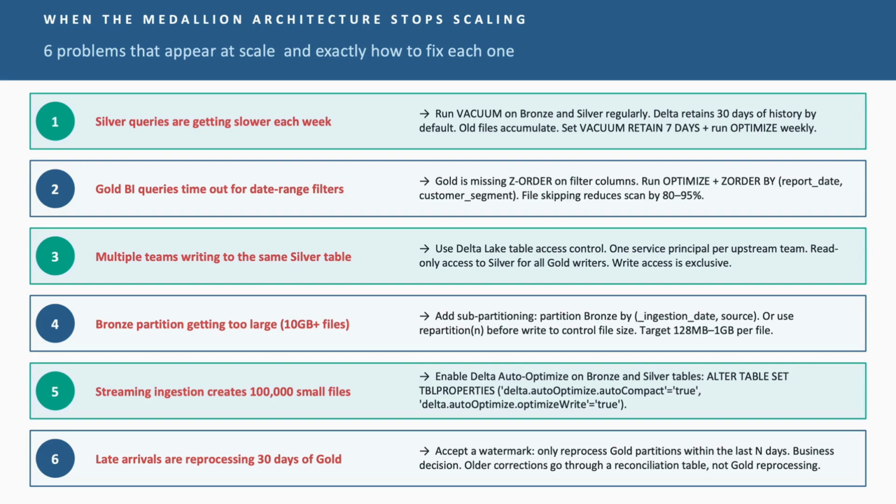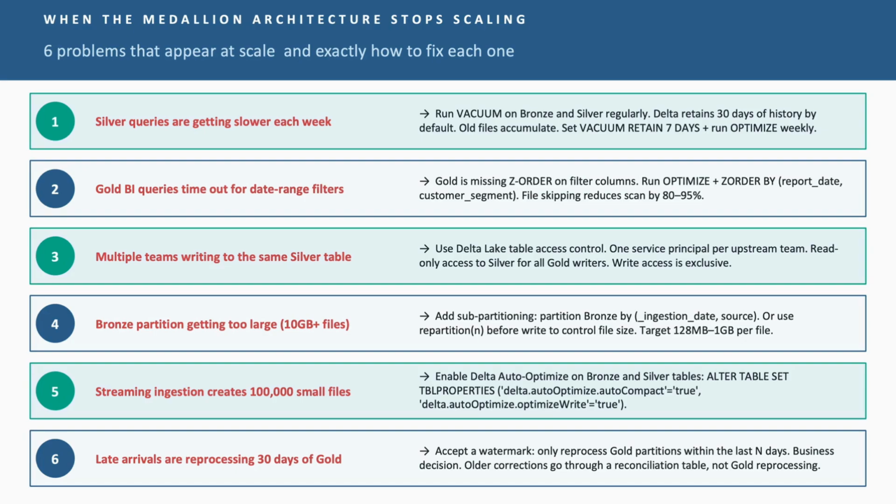Problem 2, gold BI queries time out for date range filters. The fix is that you are missing Z-order. Run optimize plus Z-order on the columns your BI tools filter by, usually report date and customer segment. File skipping will reduce the scan by 80 to 95%.